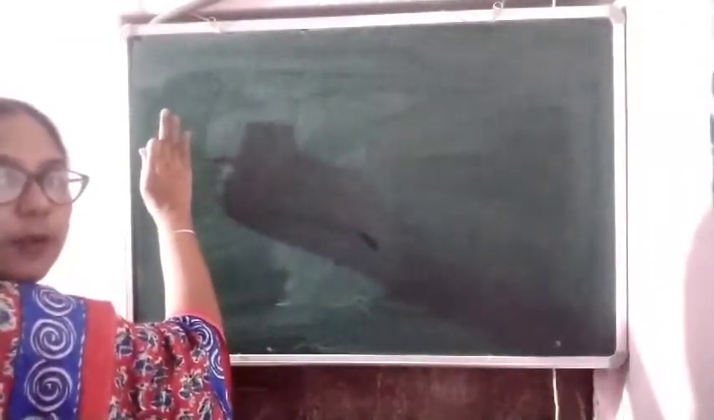So start writing an application. Format I have already given. So we will start writing. How to write an application? At the left corner, you will write the Principal, first of all. Then Army School.